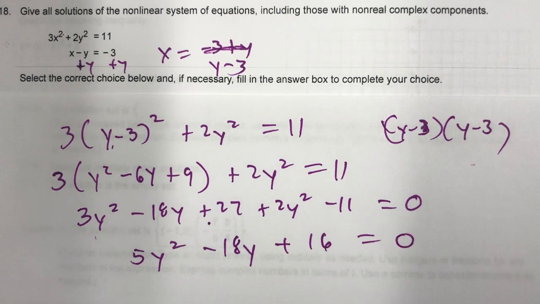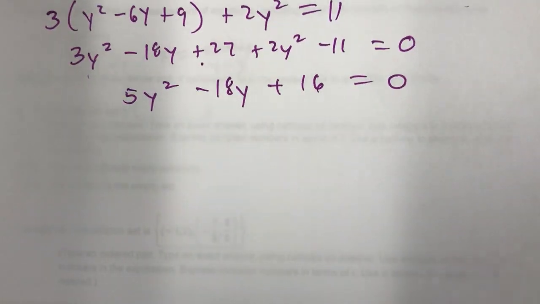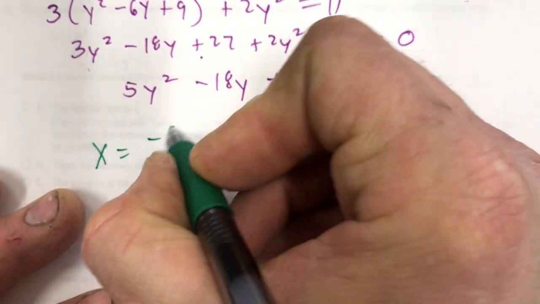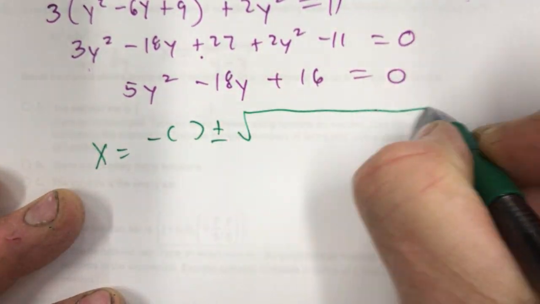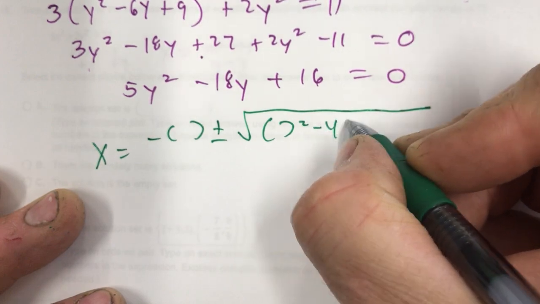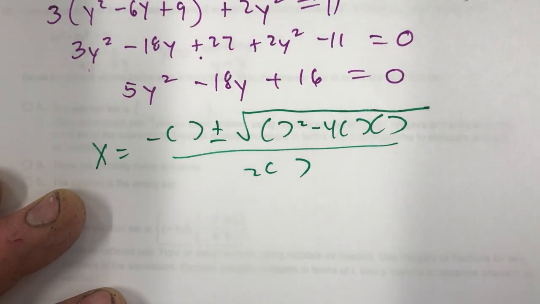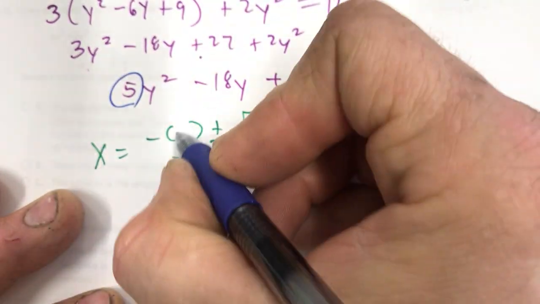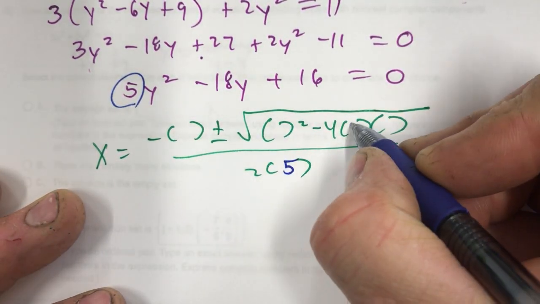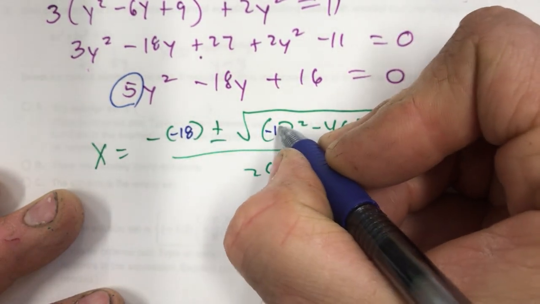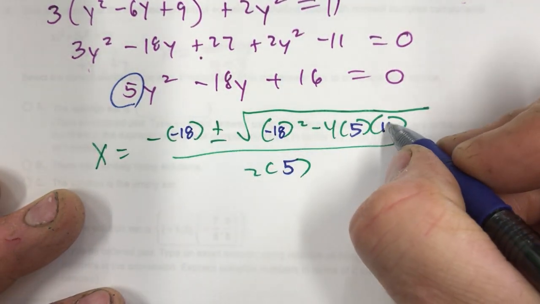Okay. And I'm going to do the quadratic formula here. x equals negative b plus or minus the square root of b squared minus 4ac, all over 2a. All right, my a here is 5. That goes here and here. My b is negative 18. It goes in that one and this one. And then c is 16.